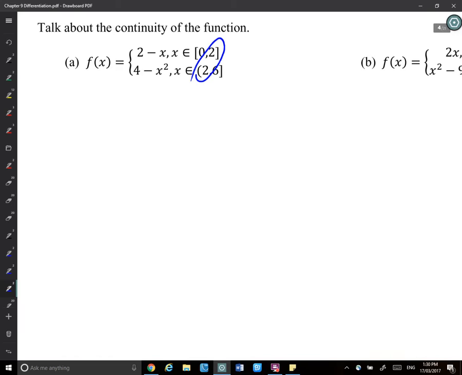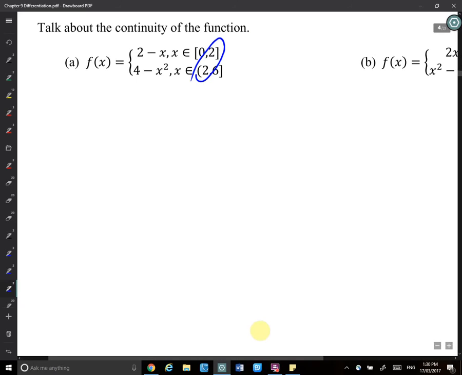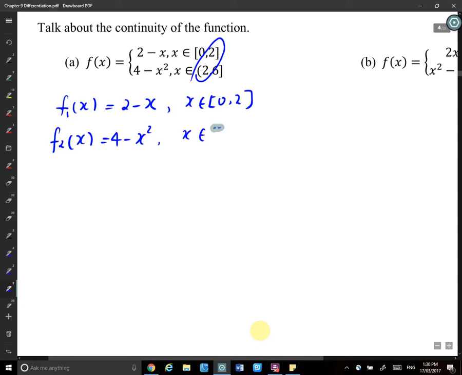So what do I mean by connected? When they have the same x value, they also have the same y value, which means connected. They are overlapped at that point. Let's call the top function f1(x), for x belonging to 0 to 2. Let's call the bottom function f2(x), for x belonging to the open interval 2 to 6.